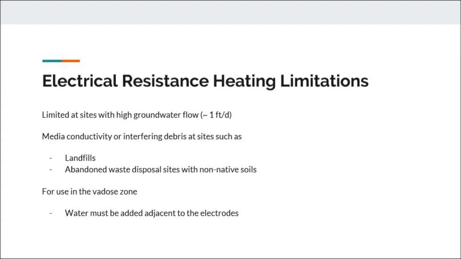Electrical resistance heating also struggles at sites that have low media conductivity, typically caused by debris. This could be at things such as landfills or just abandoned waste disposal sites where the soils are no longer untouched. The last limitation for this method is that water actually needs to be added around the electrodes. This is to prevent soil drying and to ensure that electrical current remains consistent throughout the treatment process.